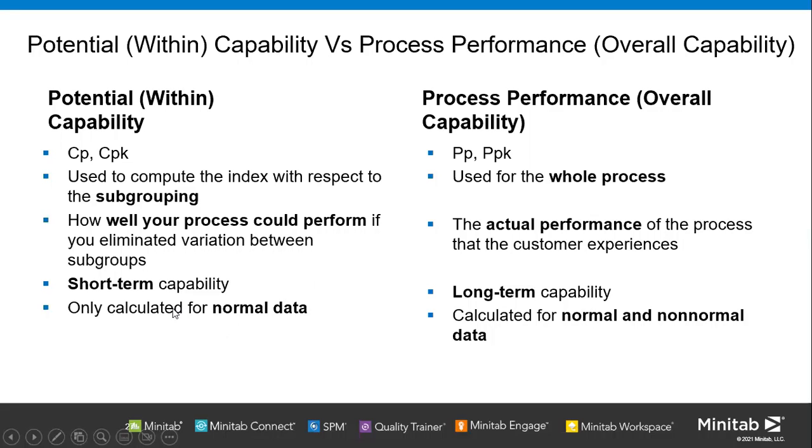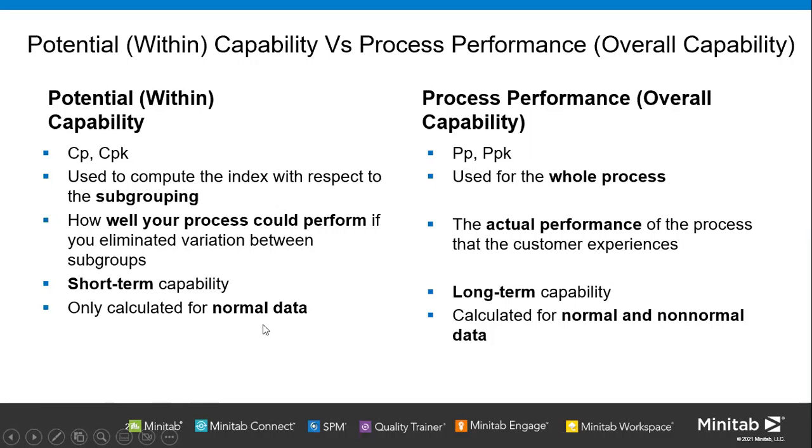CP and CPK are available only for normal data. If you have non-normal data, you only have PP and PPK, and do not have CP and CPK.